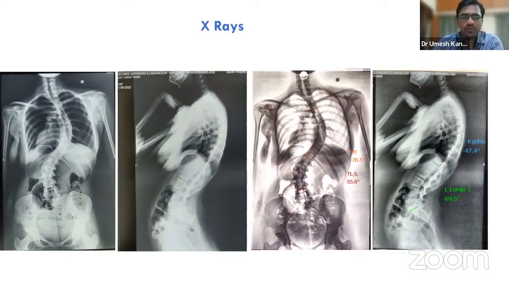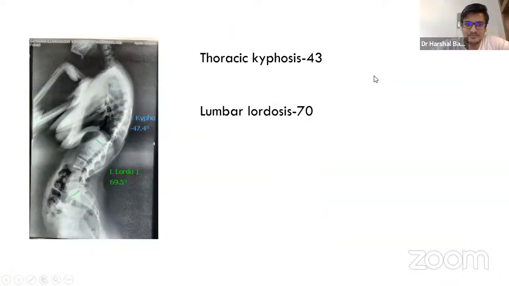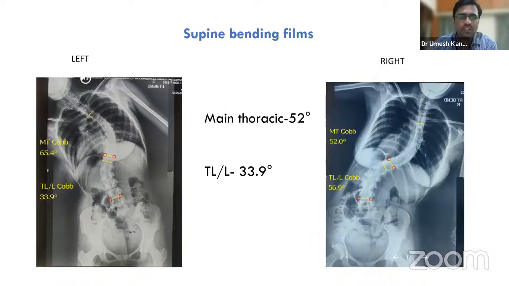So what next? Let's go ahead. Yes, sir. Go to the next slide. So this is the lateral view, sir. That was the lateral view on supine bending film, sir. On the left bending film, the lumbar curve is getting up to 33.9 degrees, sir. And on right bending, the main thoracic curve is getting reduced to 52 degrees, sir.